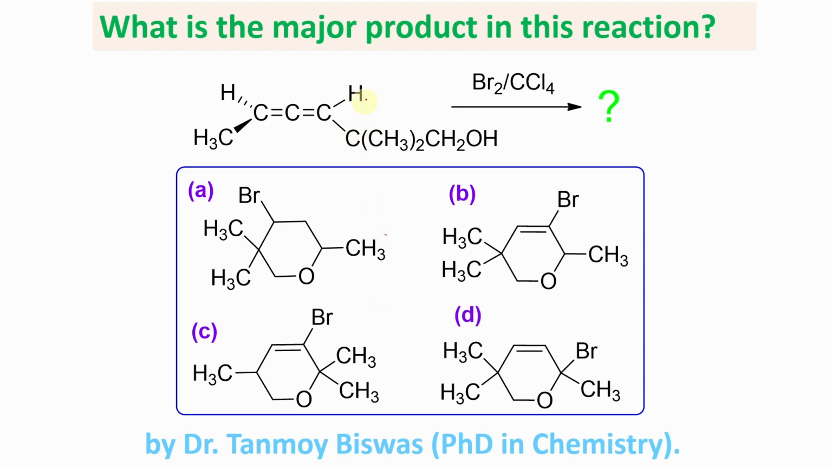Now, what is the major product in this reaction? So it is bromine in carbon tetrachloride. CCl4 is the solvent, bromine is the reagent. Remember, when bromine reacts with an alkene, it undergoes induced dipole polarization. Means, in the presence of another molecule of bromine, the bromine polarizes in this way, because we know each bromine atom has 3 lone pairs in its outermost shell.